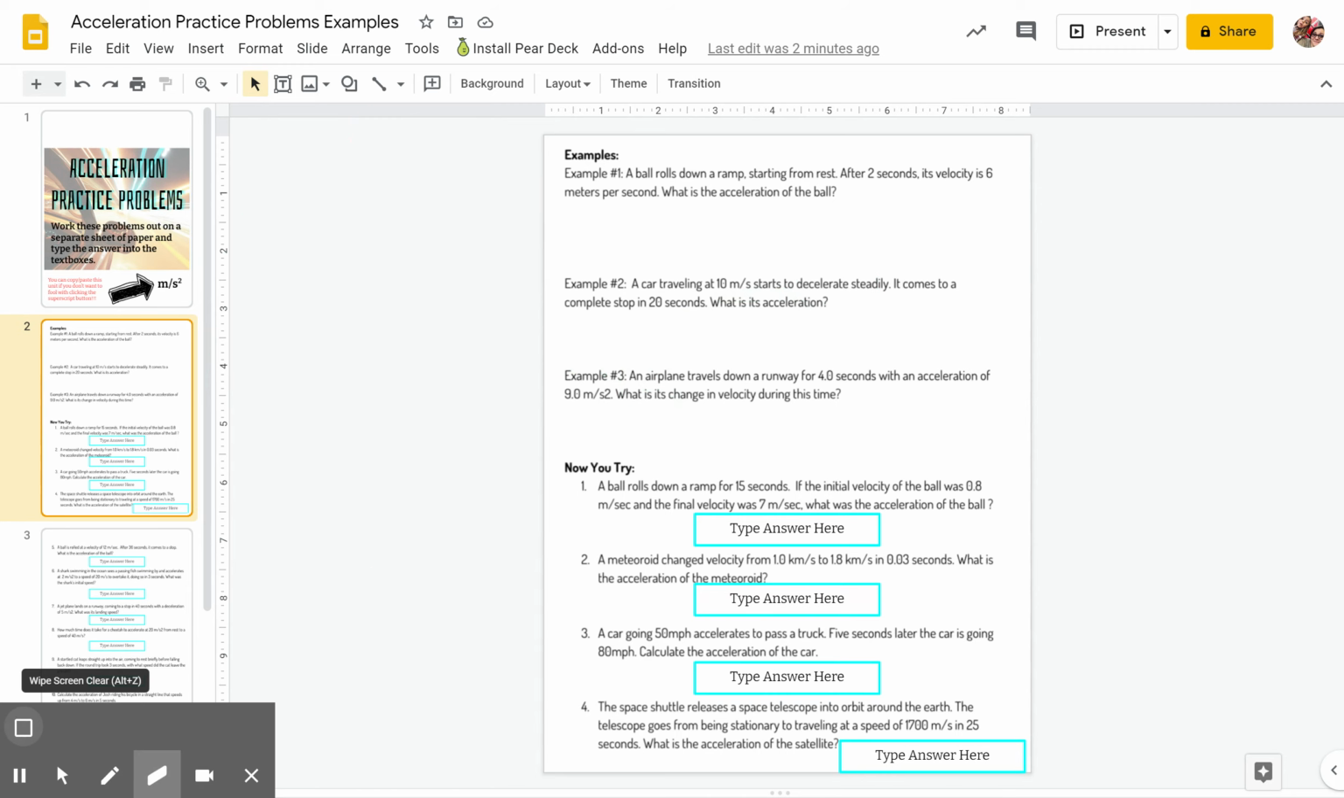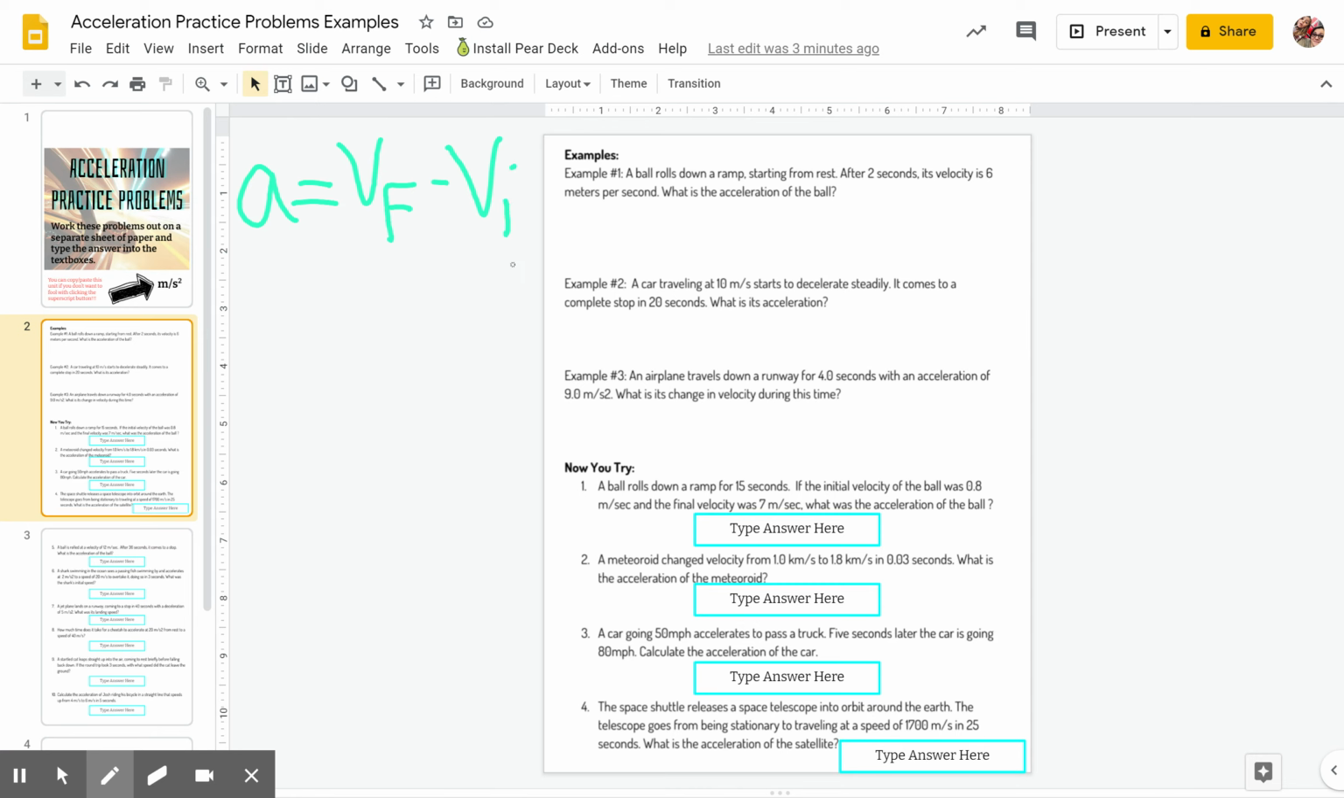Next example. Example number 3. An airplane travels down a runway for 4 seconds with an acceleration of 9 meters per second squared. What is its change in velocity? So this time we're solving for something different. So our formula is acceleration equals final velocity minus initial velocity divided by time. Again, we want to write that out every single time we're starting with these problems. So we know time and we know acceleration, and we are solving for the change in velocity.